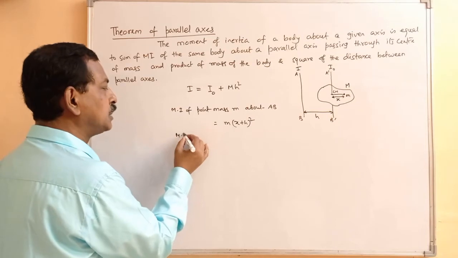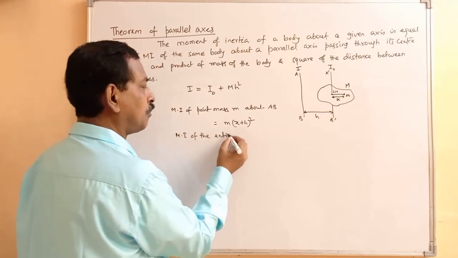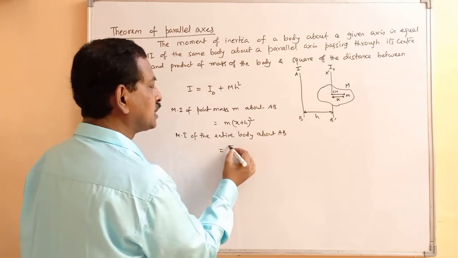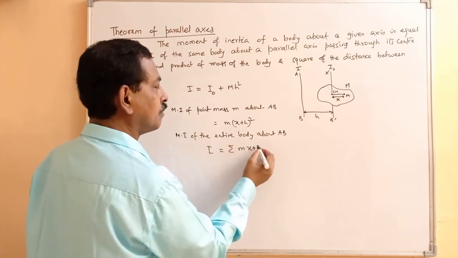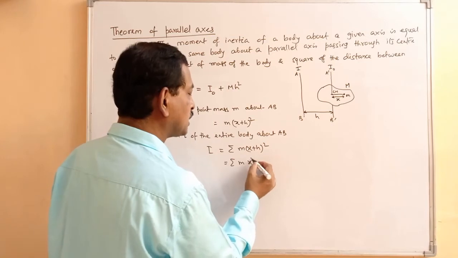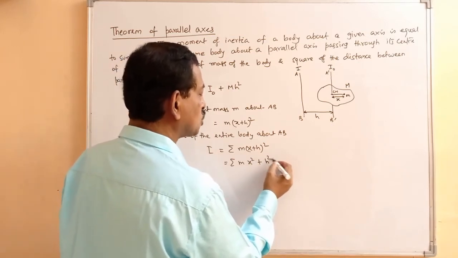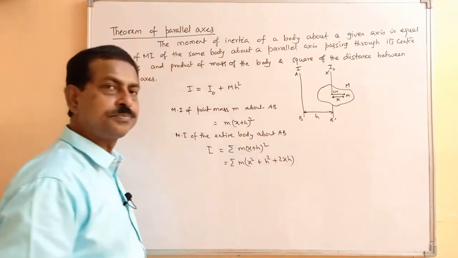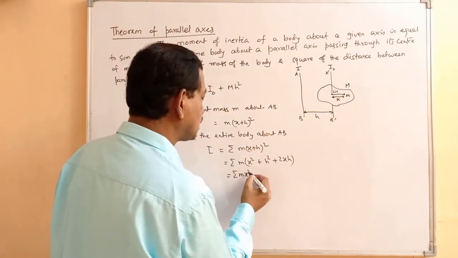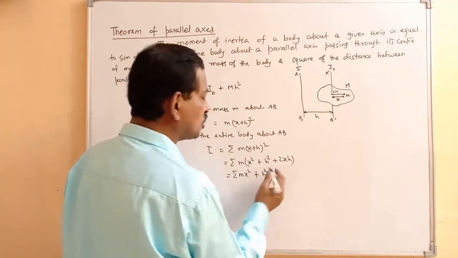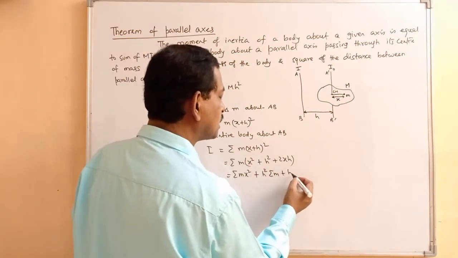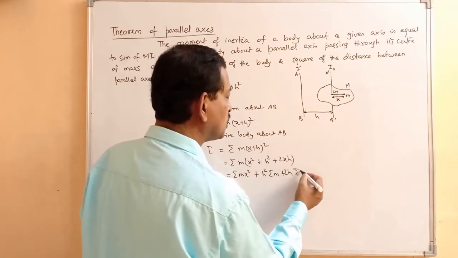Now if you want moment of inertia of the entire body about AB, in that case it will be just the summation of this one, m into x plus h whole square. This can be written as your summation m x square plus h square plus 2xh. We have simply expanded this a plus b whole square there. Now this is your summation mx square plus, now h is constant, so I can take it outside this summation sign. So it is your summation m plus, again h is constant, rather 2h is constant, so it is summation mx.